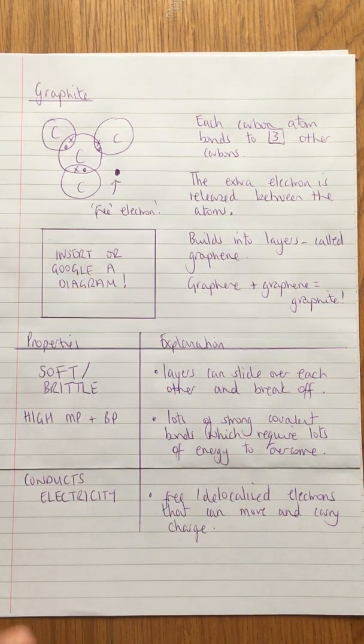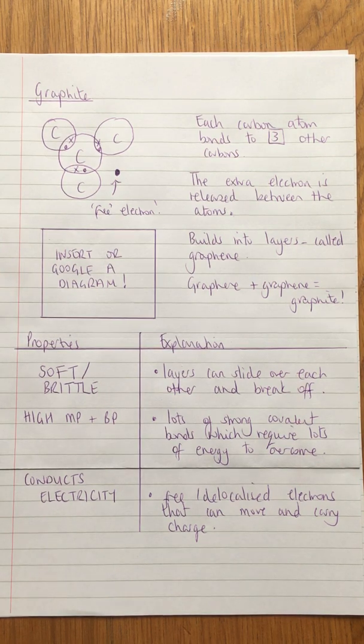Again, each layer is called graphene. Collectively, it's called graphite. Again, just Google a diagram, just put graphite structure. You only have to recognise it. Again, you are not expected to be able to draw it.